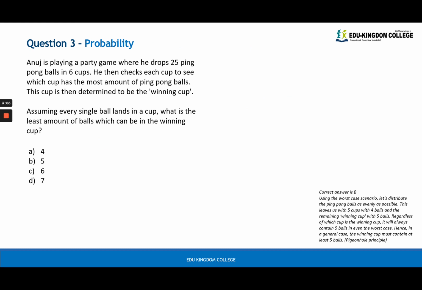Okay, this next question with Anuj, he places 25 ping pong balls in 6 cups. So let's draw 6 cups first. He checks each cup to see which cup has the most amount of balls, which we determine to be the winning cup. Assuming every single ball lands in a cup, what is the least amount of balls which can be in the winning cup? So the key word here is least.